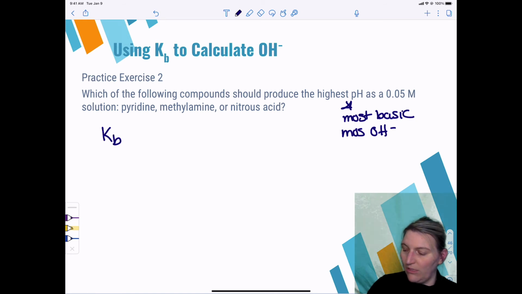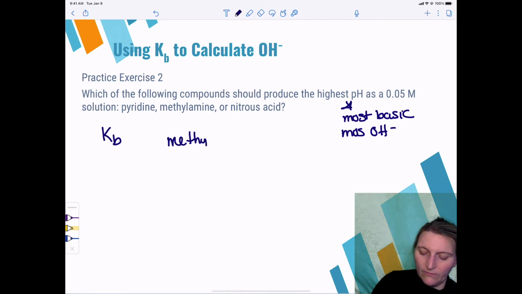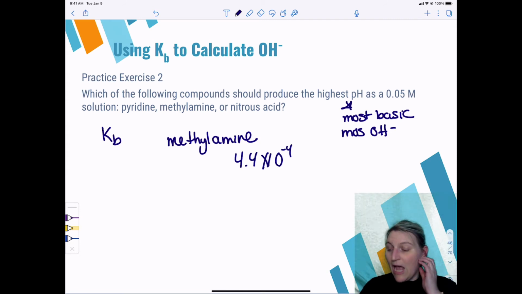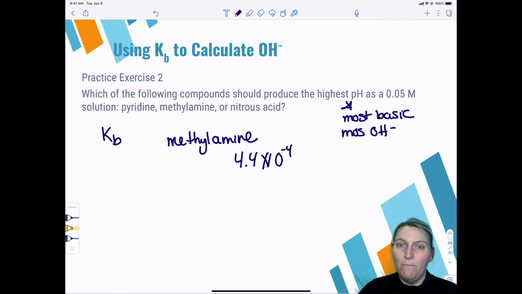And that actually is methylamine. So I look at those on the chart. Methylamine has a KB of 4.4 times 10 to the negative 4. That's the highest KB of those three that are on there. So that will have the greatest concentration of OH minus and the greatest pH, the highest pH.